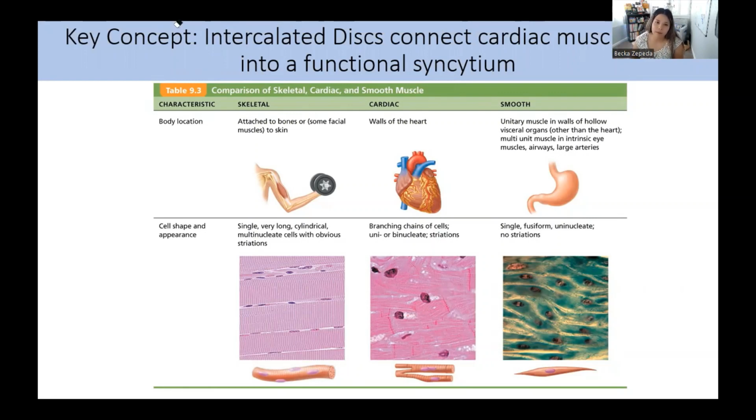And smooth muscle, which again, we're not going to focus too much on today, has no striations. They are spindle shaped, if you remember from Bio 32, meaning that they're fatter in the middle than they are at the ends. But that's smooth muscle.